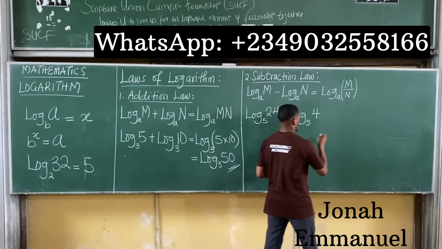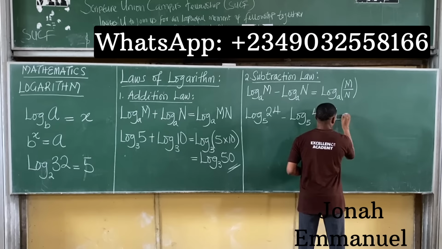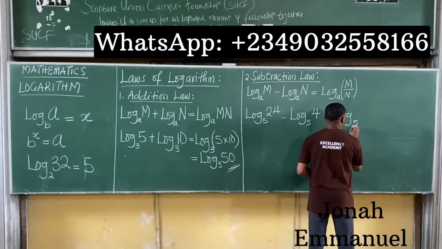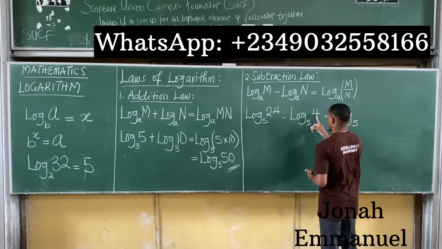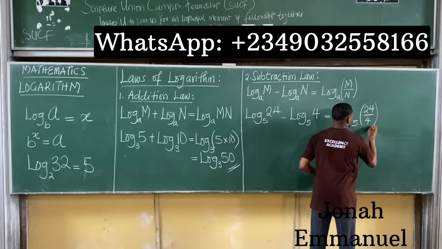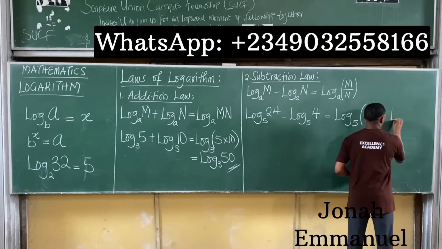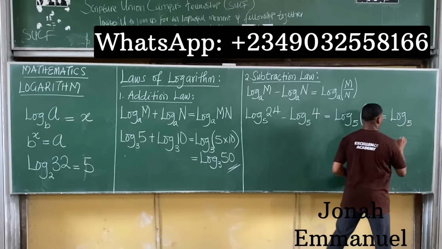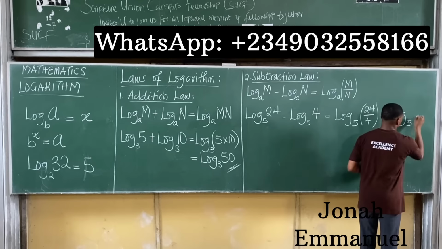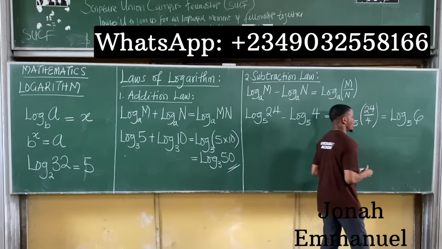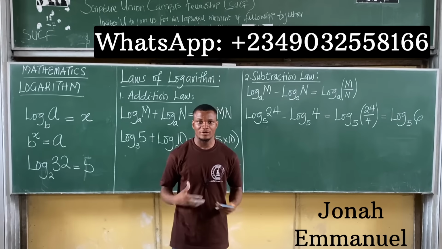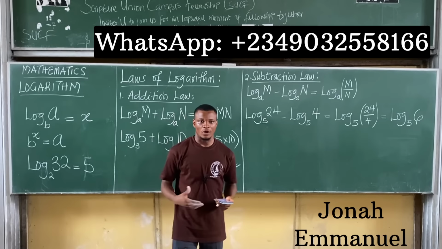Now, what do you have here? This will be equal to log, since they are both base 5, I'll have base 5 into this divided by this. So it becomes 24 all over 4. And this is equal to log the base 5 into 24 divided by 4, which is equal to 6. So it becomes log 6 base 5. So this is how the subtraction law of logarithm works.